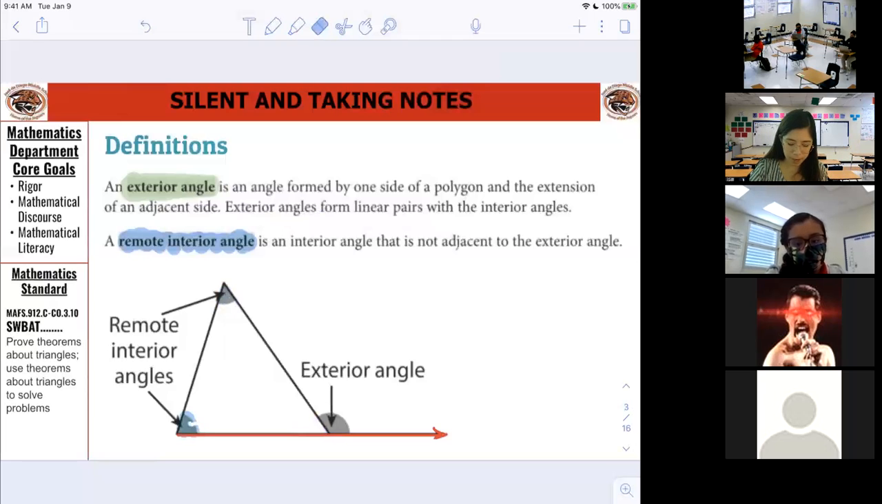Go ahead, finish writing and copying down also the diagram. Make sure you copy it and label it. To answer Perla's question, adjacent just means next to. Whenever you see the word adjacent, that just means right next to. All right, a minute more to copy down the definitions and the diagram, and make sure you label the diagram.